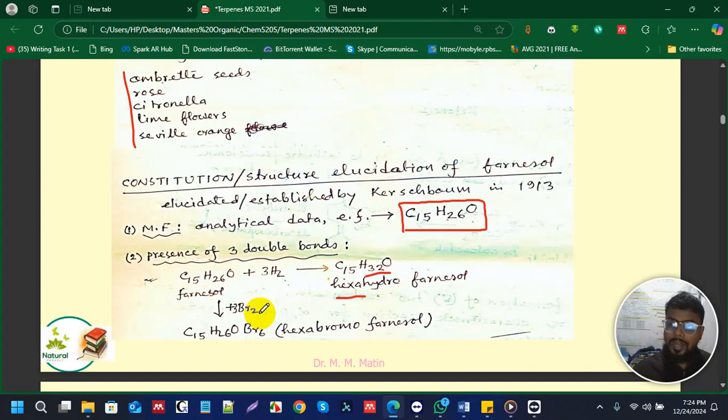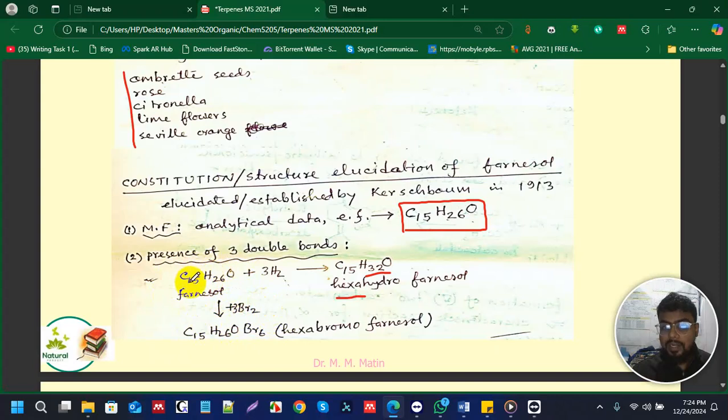When we add 3 moles of bromine, that means 6 bromine atoms, to this farnesyl group, then if it is added properly, we can say that 3 double bonds are present in the farnesyl compound or farnesyl molecule. We have added 3 moles of bromine, that means 6 bromine atoms.